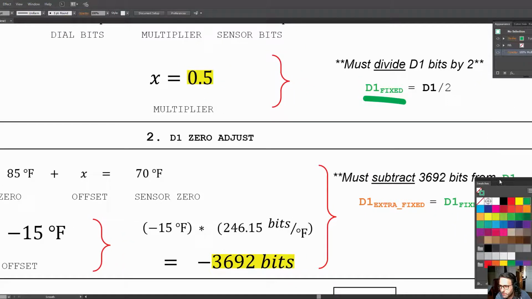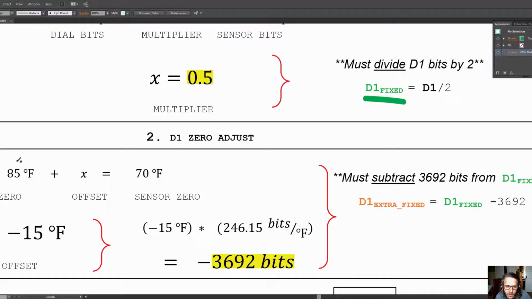For this 0 adjust, the math, what you're asking is 85 plus what offset equals 70. So of course the offset is 15. That's easy to see. You don't need an equation to recognize that the 0 adjust is minus 15. So we have to make a second adjustment, which is to subtract off 15 degrees. And of course, we're not subtracting the number 15. You have to do everything in bits.